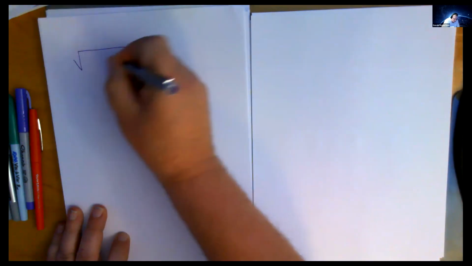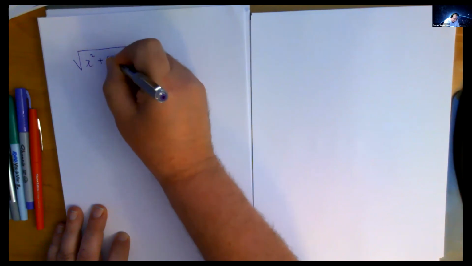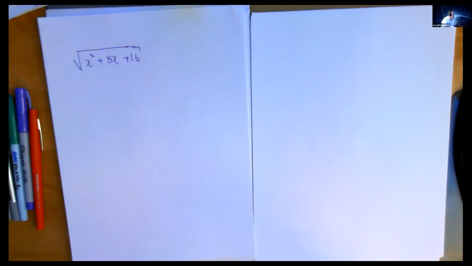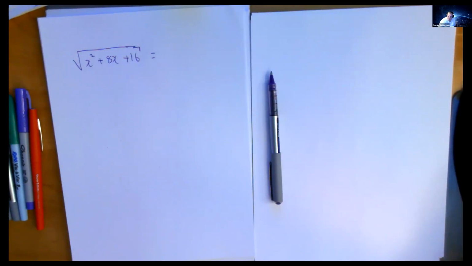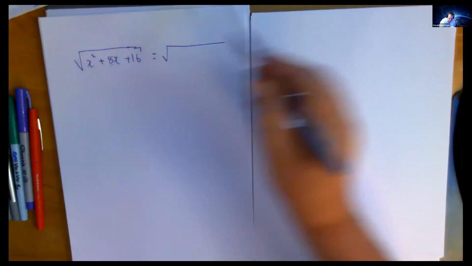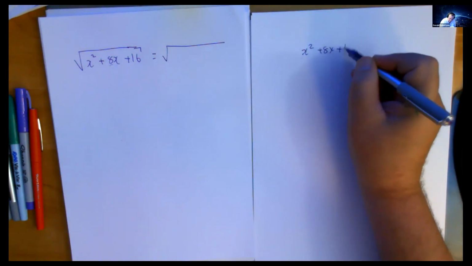So, the square root of x squared plus 8x plus 16. And we're going to have to simplify that. And the way that we are going to simplify it is by factoring this guy. So I'll do this over here like my side work.